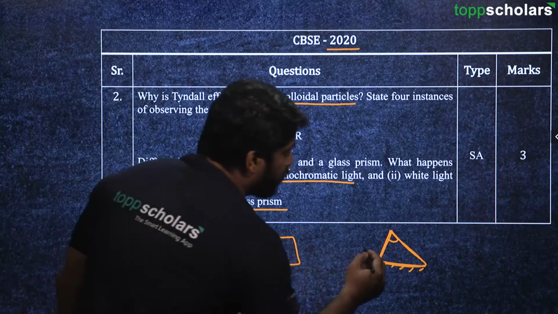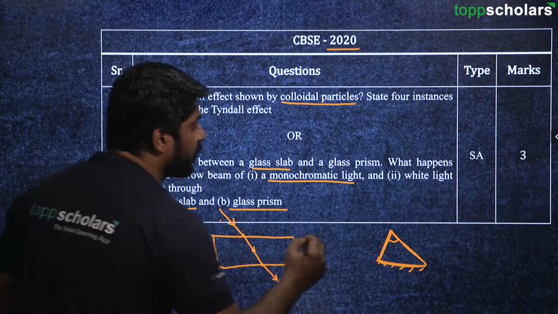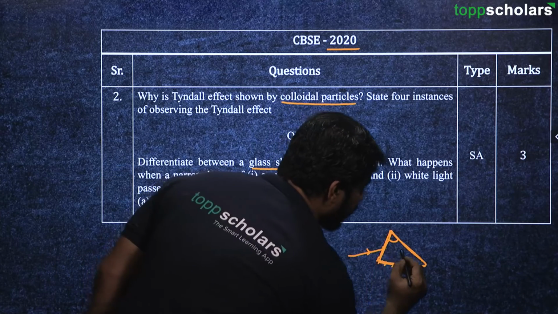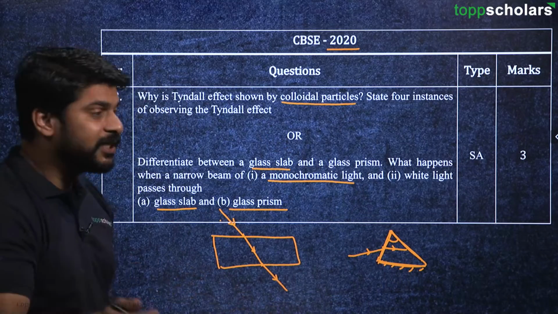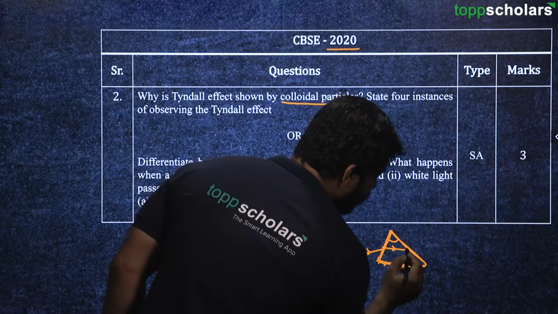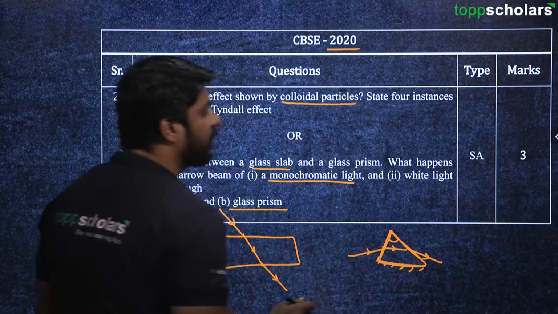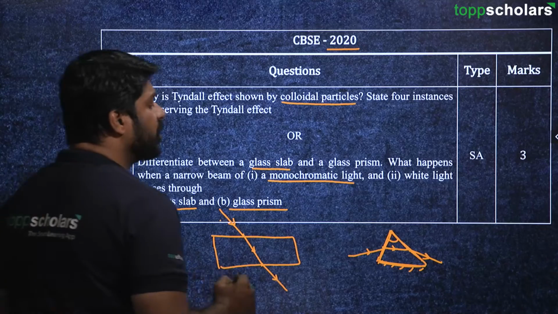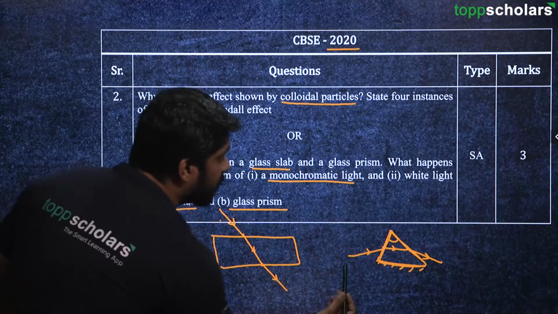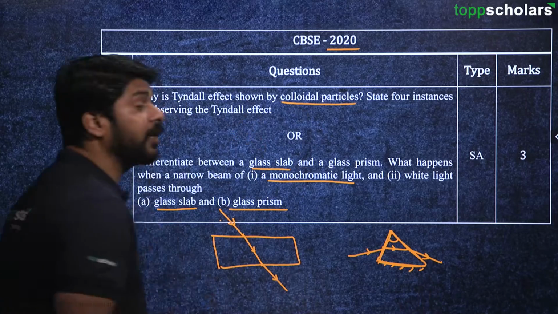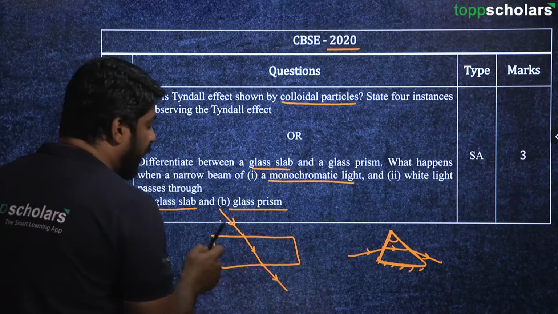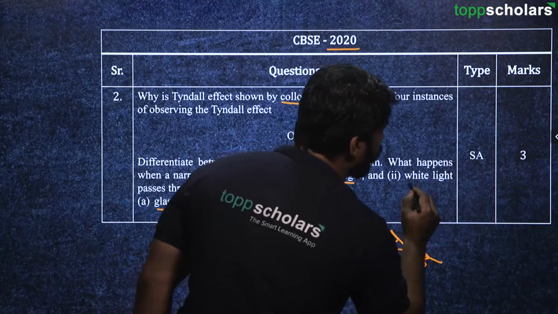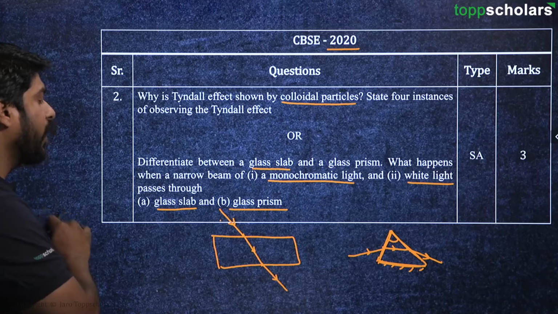But if you talk about the glass prism, if a monochromatic light enters here, again first of all it will be refracted. That means its path will change a little bit, and then here it will be refracted again, and deviated a little bit. Okay, so here we can see that the incident ray and the emergent ray are not parallel, whereas here they are parallel. So this is for monochromatic light, but in case of white light, it is quite different.